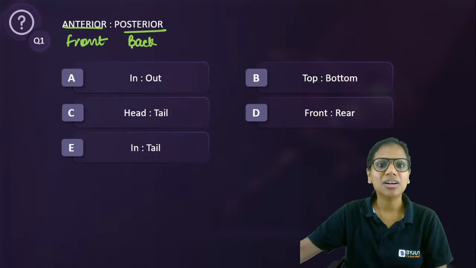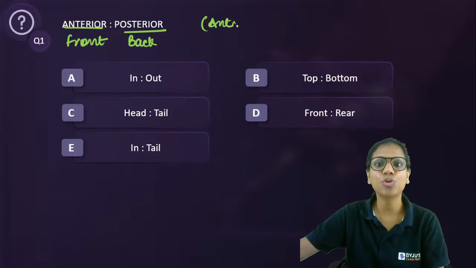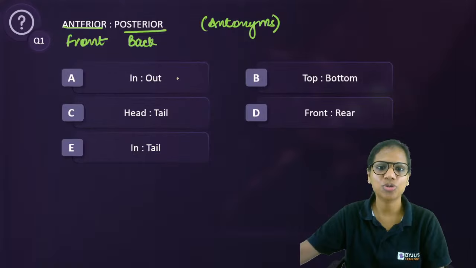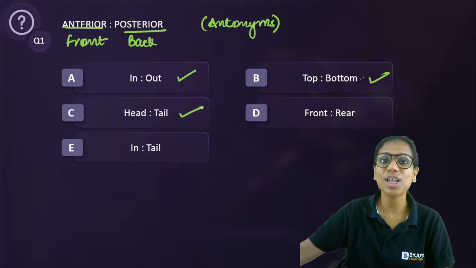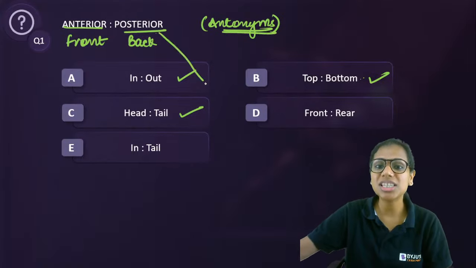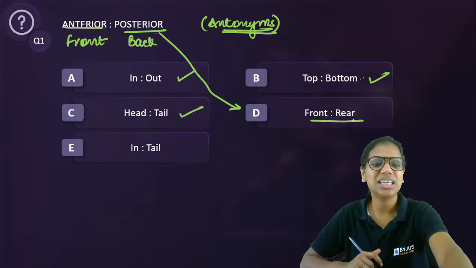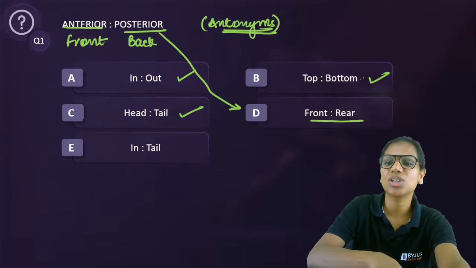So, you must have thought, okay, these are antonyms, so probably I have to search for an antonymous relationship. But if you look at the options, in versus out, top is to bottom, head is to tail, these are all antonymous. So we are not just looking at the antonyms, we are looking at the closest relationship with the question pair. And the closest relationship is D. Front is to back, front is to rear.